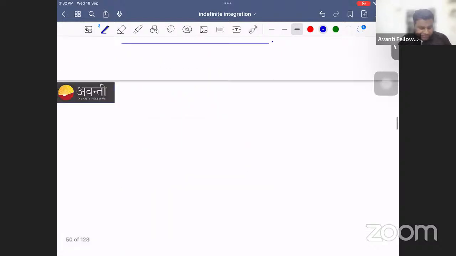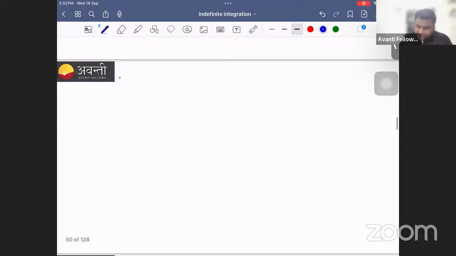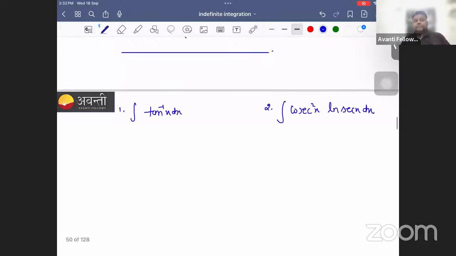Now see, I'm writing two questions for you. Integration tan inverse x dx and second is integration cosec square x ln sec x dx. Try them. Quickly try.